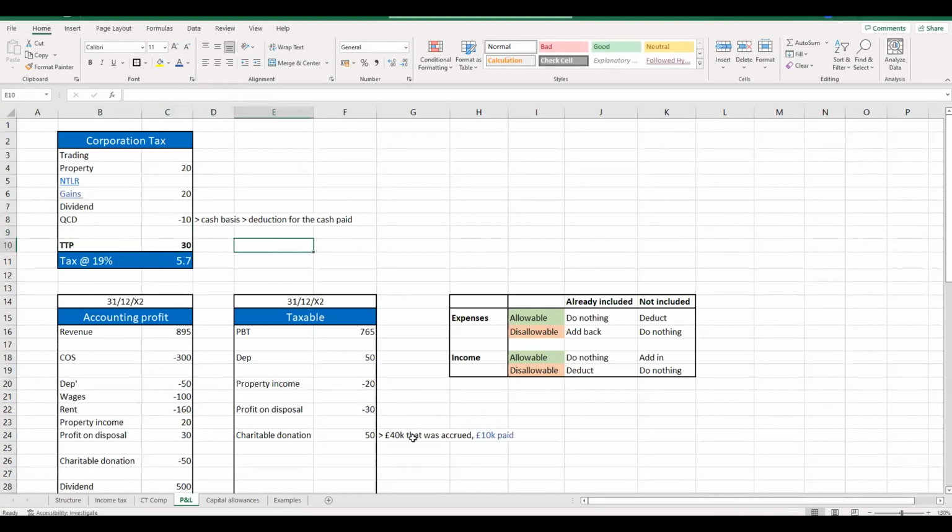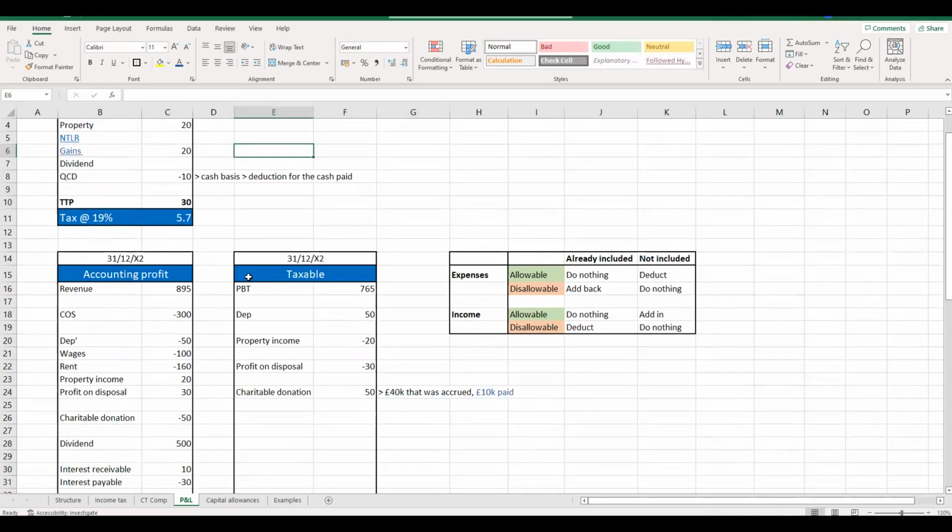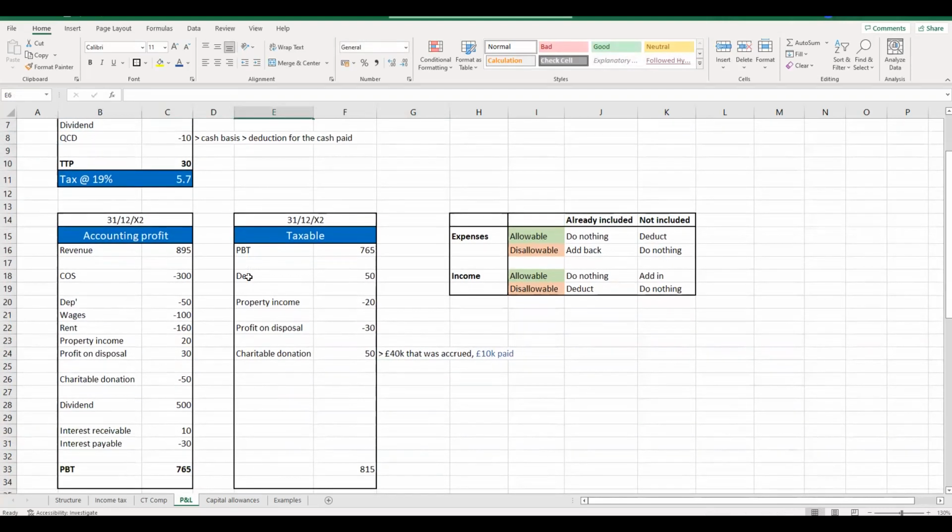Now, in the next period, it's not that you don't get any relief for that 40 that was accrued. In the next year, assuming you actually go ahead and pay that charitable donation, when they do pay that donation, they'll get the deduction of 40 in the next period. Of course, in this example, we said they've only paid 10, so they're only going to get a deduction of 10 against their total taxable profits.